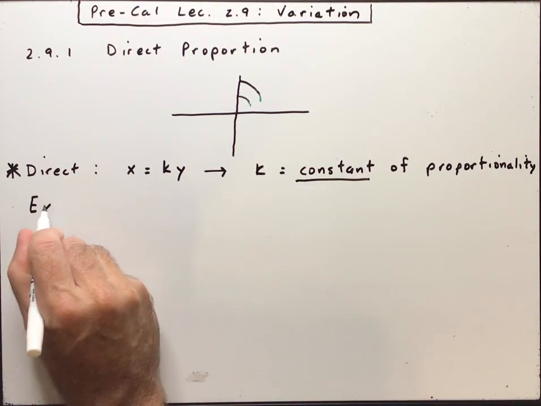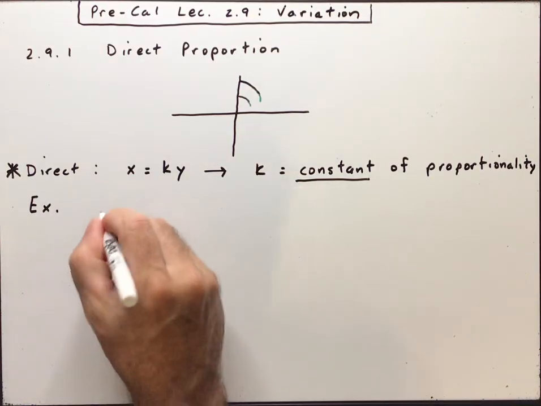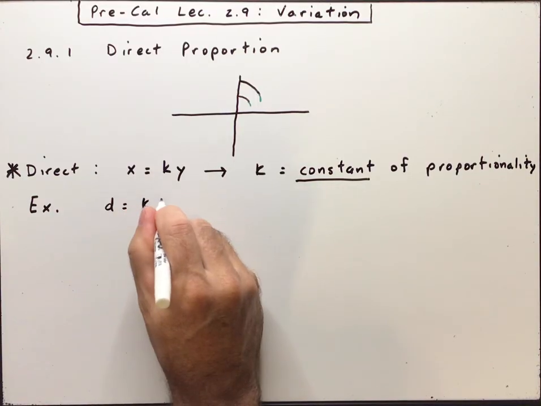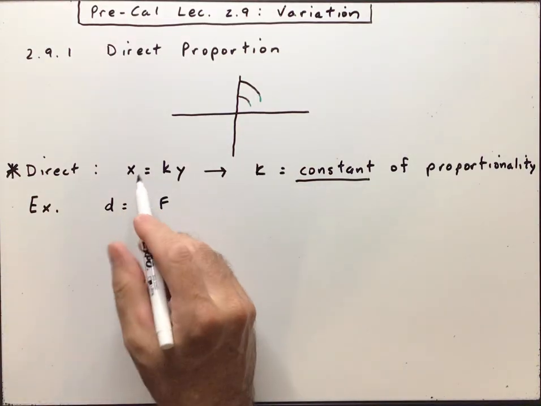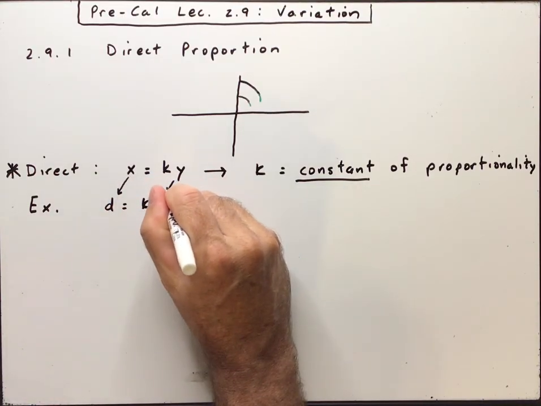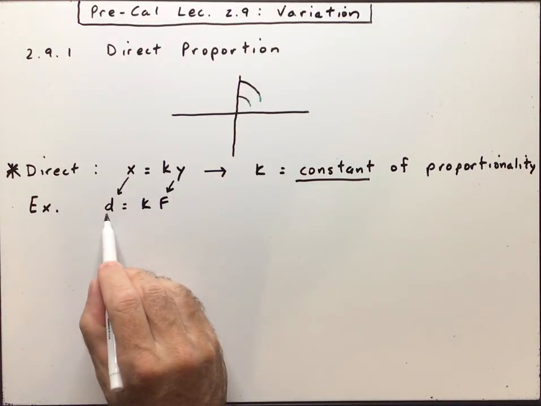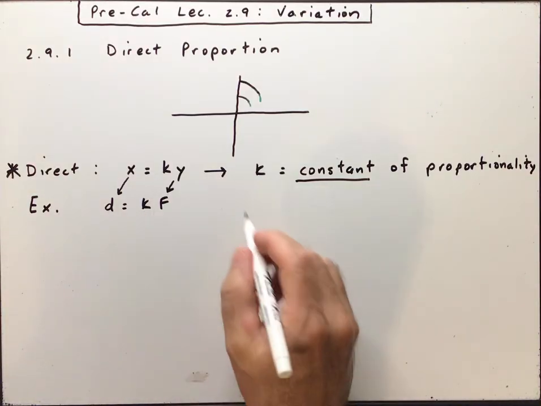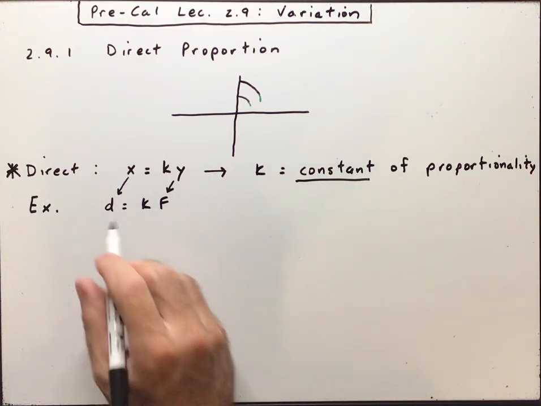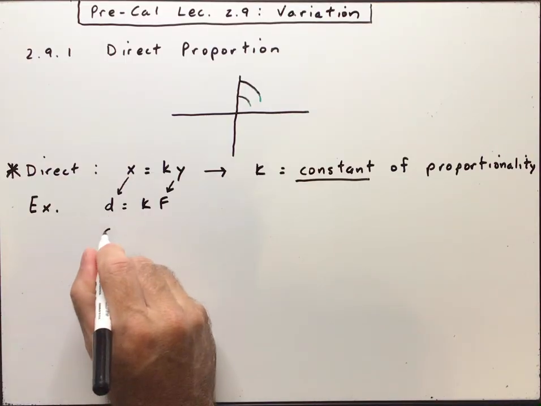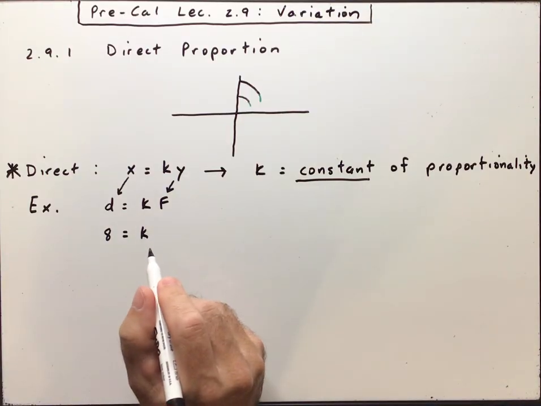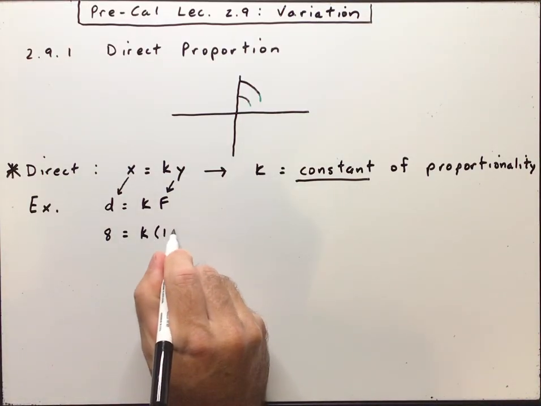instead of x and y, I'm going to use d for distance and F for force. But you see how it's a very similar looking equation. I just want to use letters that make a little more sense. Distance equals a constant times force. Okay, so originally it says the distance that it will stretch is 8 inches. We don't know the constant, but we know that the force was 15 pounds.